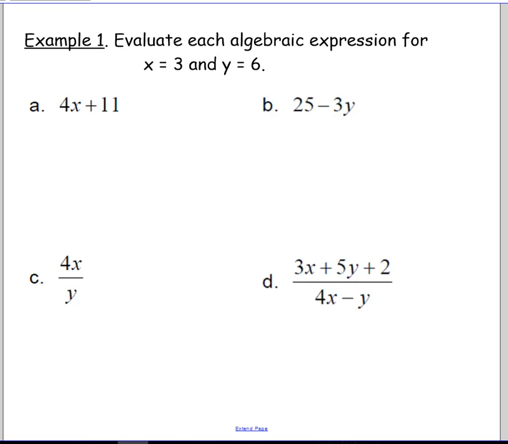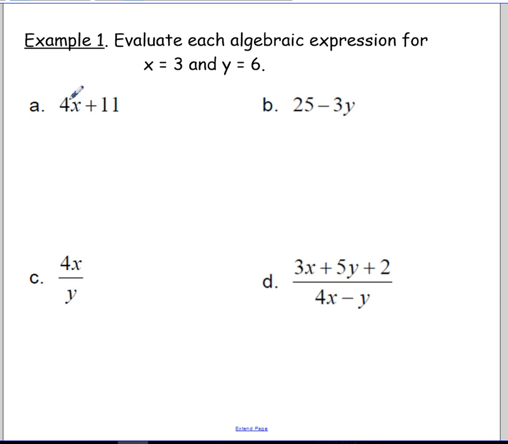So here's an example that we have. We are evaluating each rational expression, and we're substituting 3 in for x and 6 in for y. That means anytime you see an x in the problem, it becomes 3, and anytime you see y in a problem, it becomes 6. Now notice we have 4x plus 11.